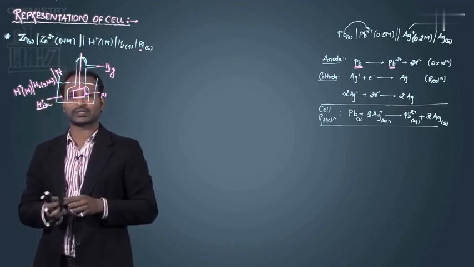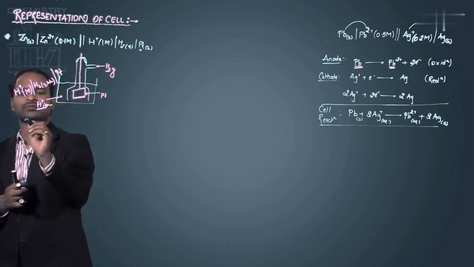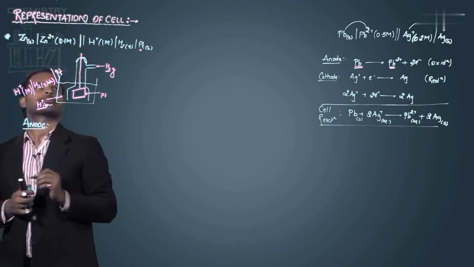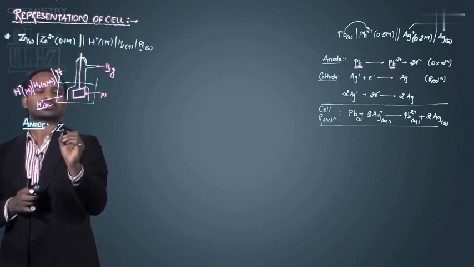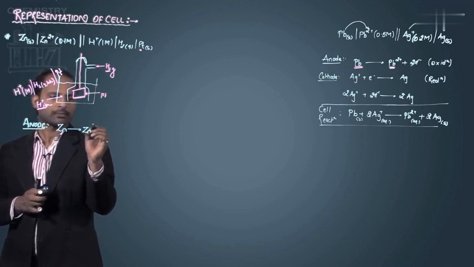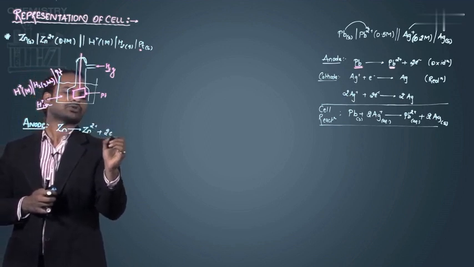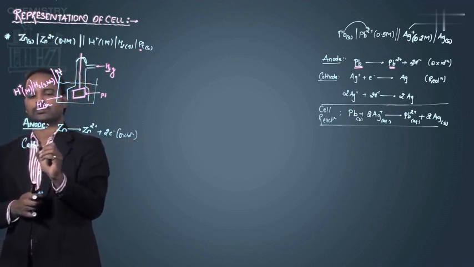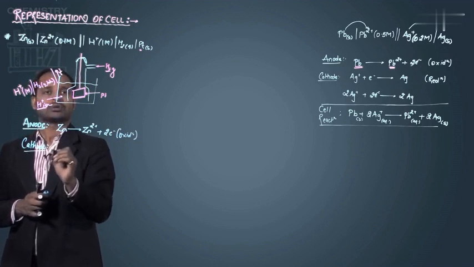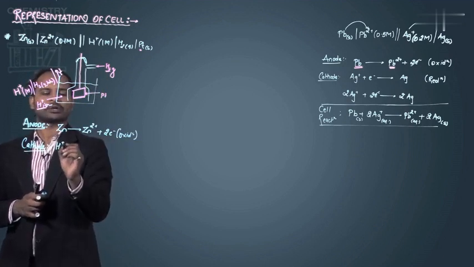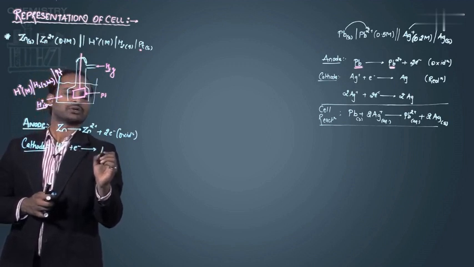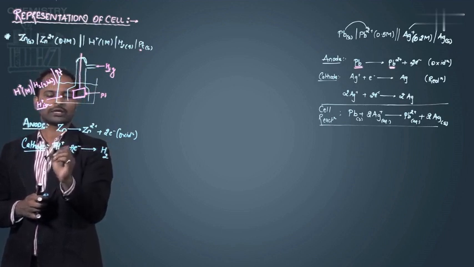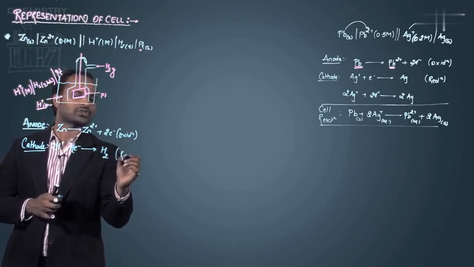Now let's see how to write its representation. For representation, the reaction will take place on anode and cathode. So first anode. Anode, it is zinc and zinc 2 plus. So zinc will give zinc 2 plus ion plus 2 electrons. The reaction is oxidation. The cathode. On cathode, H plus ion takes electron and produces H. But we know that hydrogen never exists in monoatomic form, it's always diatomic. So H2, 2 electrons will be gained by 2 H plus ions. This is reduction.